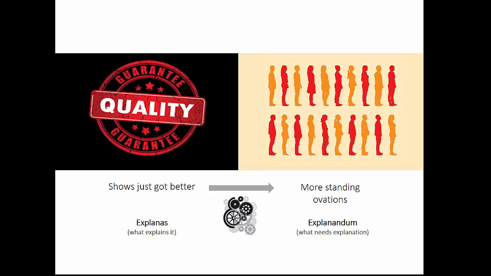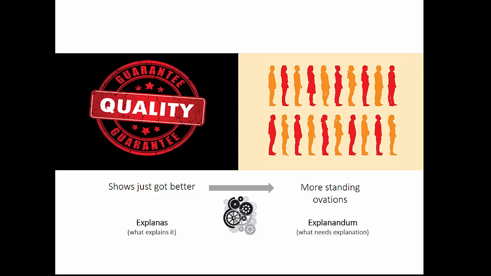Another alternative explanation that Jon Elster comes up with: well, he says, maybe the Broadway shows just got better. For whatever reason, people just learn from their mistakes. Today, Broadway shows are just better than the shows 20 years ago. That is why more people stand up at the end of the shows. So now we have an alternative explanation here. Shows got better, and that leads to more standing ovations. Again, we can think of a mechanism in between. I'm leaving that out here.